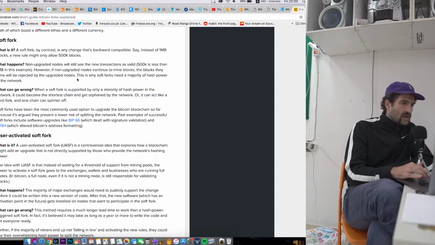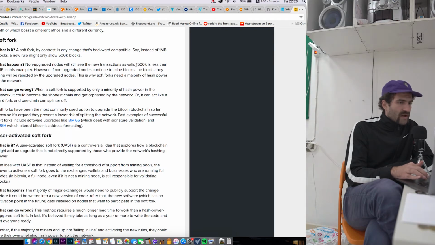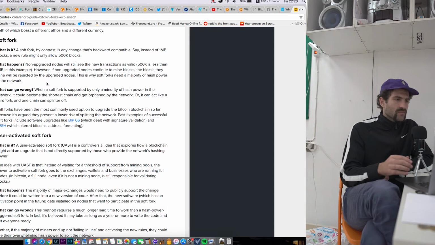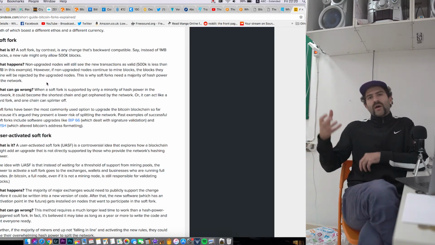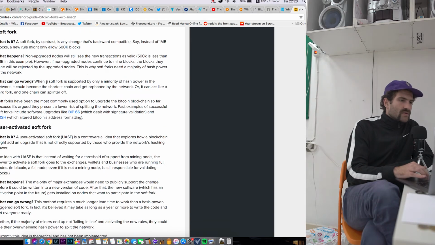And as it explains here, what can go wrong when a soft fork is supported by only a minority of the hash power in the network, it could become the shortest chain and get orphaned by the network, or it can act like a hard fork and a chain can splinter off. And if we read this one up here as well, non-upgraded nodes will still see the new transactions. 500K is less than 1 megabyte in this example, like we said. However, if non-upgraded nodes continue to mine blocks, the blocks they mine will be rejected by the system because most of the users will have moved to the upgraded version. And this is why forks need the majority of the hash power in the network. Exactly.